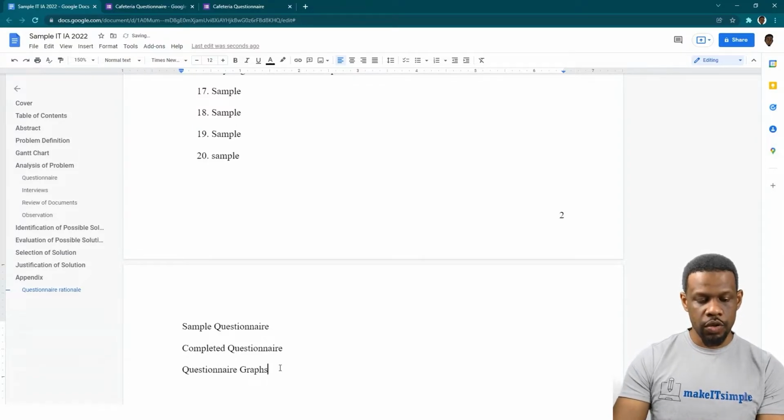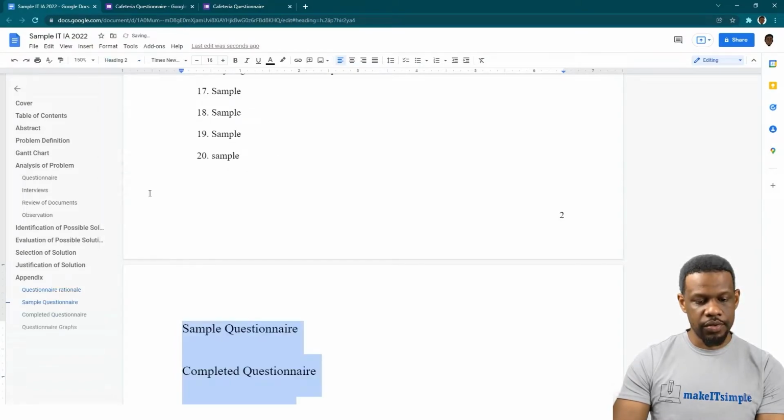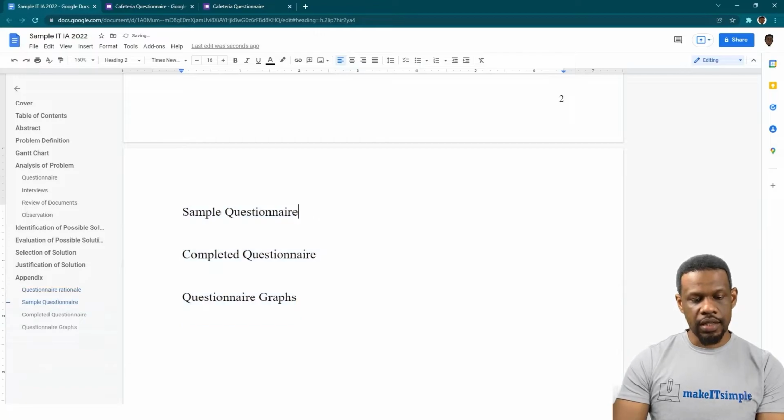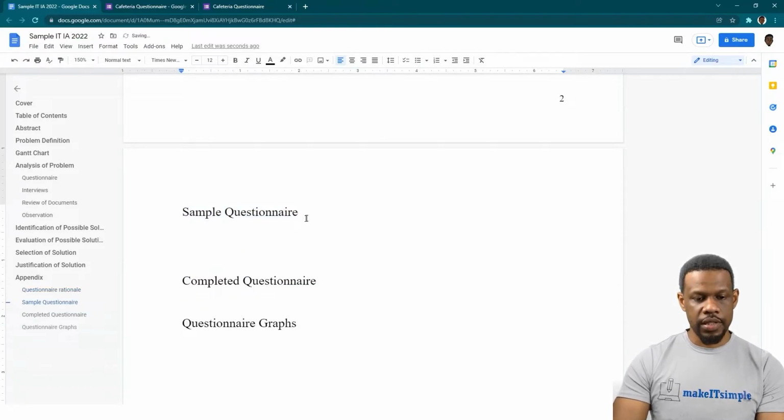Right, so all of these will go in as heading 2s, because they are all different parts of the appendix and I want them to be clearly seen. So we put them as heading 2. For the sample questionnaire, I'll take a screenshot of the actual questionnaire of somebody actually filling it out.